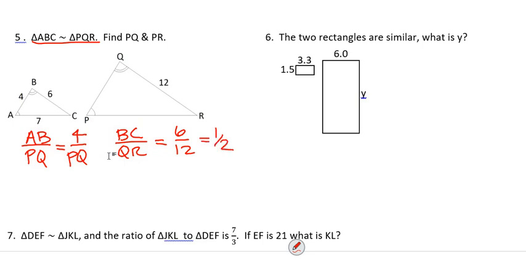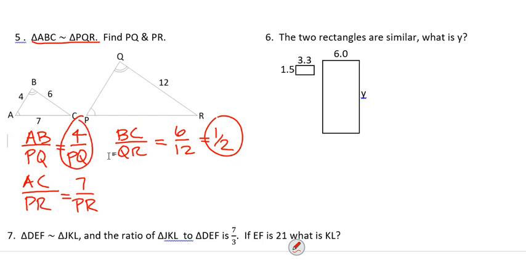And then our last one that we can compare is AC over PR, and that's going to be 7 over PR. So what we found is an actual ratio here, so we can use that to solve our two that are missing. So we're going to set that equal to this. So we're going to have 4 over PQ equals 1/2. Going to cross multiply here, so PQ is equal to 4 times 2, which is 8.